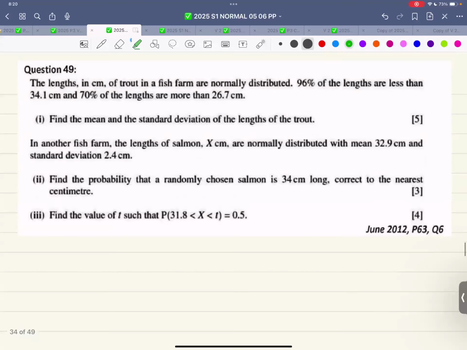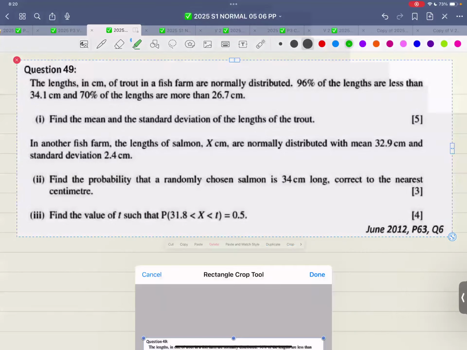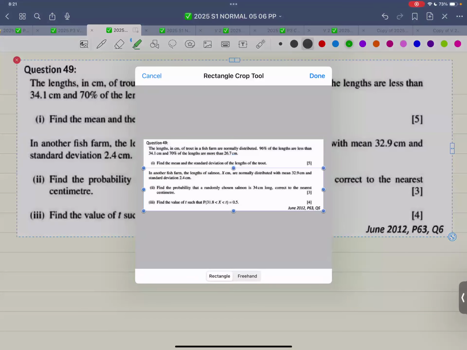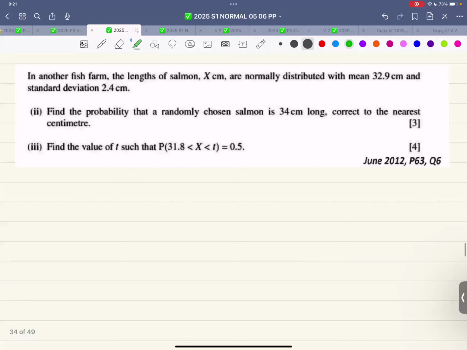In another fish farm. So now we are not interested in the previous one, so can we go ahead and crop it out? So now let me do this. And then it says in another fish farm, the lengths of salmon are normally distributed with mean 32.9 and standard deviation 2.4. Find the probability a randomly chosen salmon is 34 centimeters long, correct to the nearest centimeter.